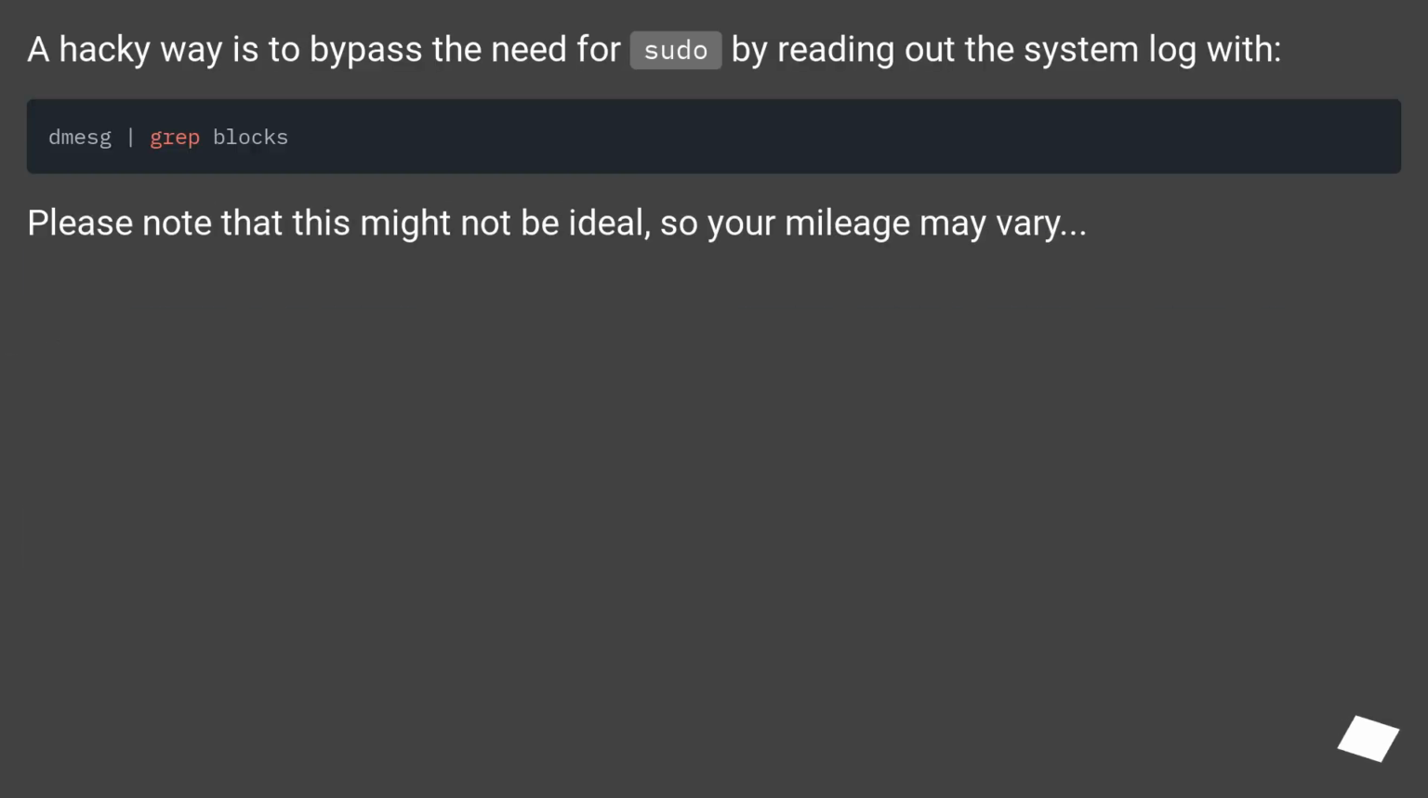A hacky way is to bypass the need for sudo by reading out the system log with. Please note that this might not be ideal, so your mileage may vary.